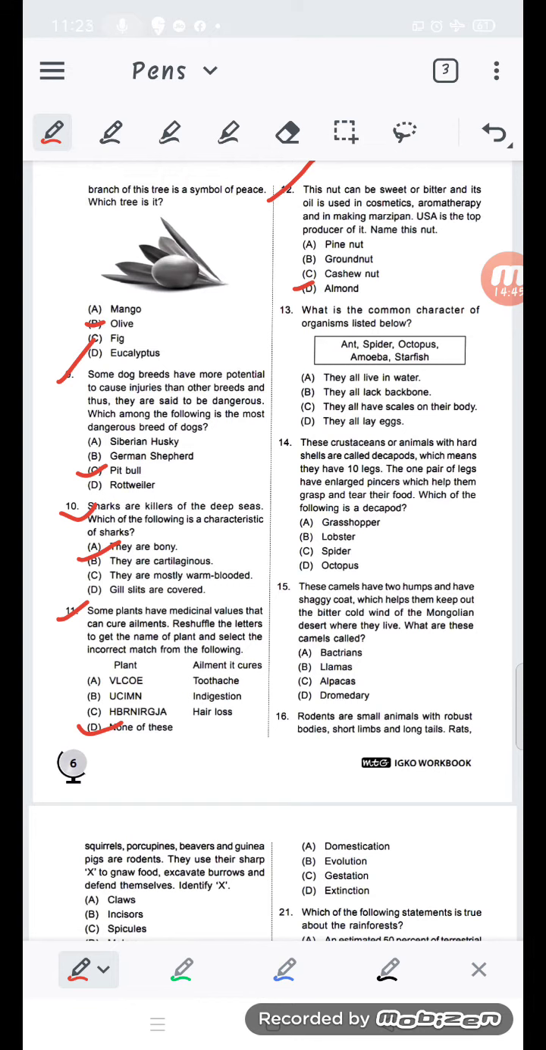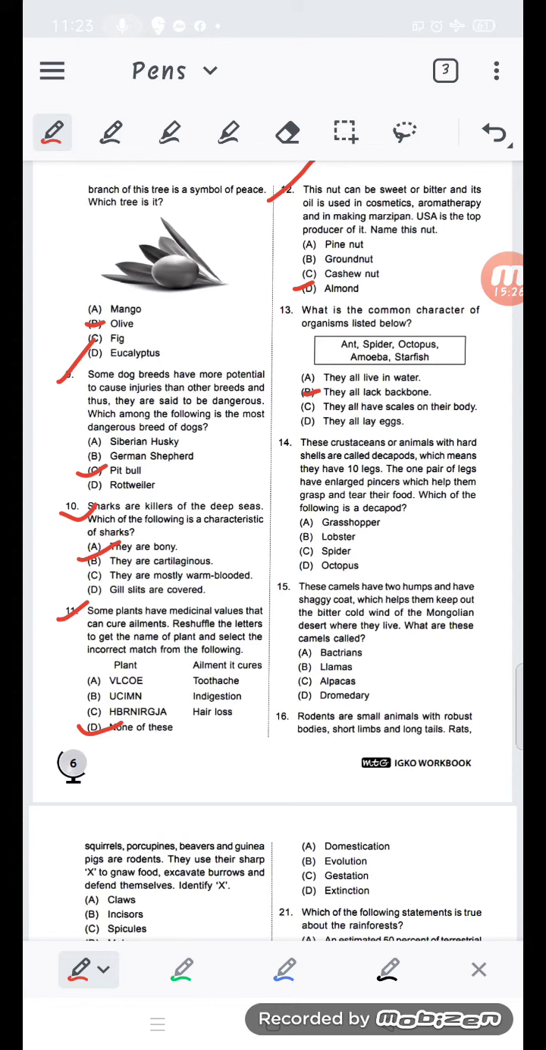Question number 13 we are coming to. What is the common character of the organisms listed below? Option A, they all live in water. They all lack backbone. They all have scales on their body. They all lay eggs. So ant, spider, octopus, amoeba, starfish, what is the common thing among them? They all lack backbones. So option B is the correct answer.